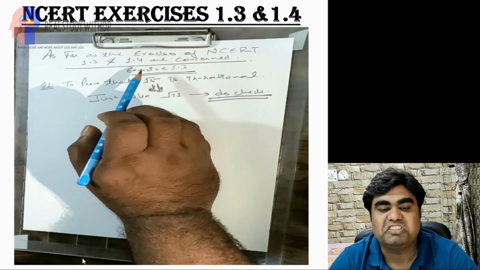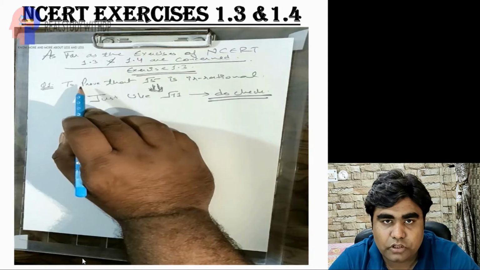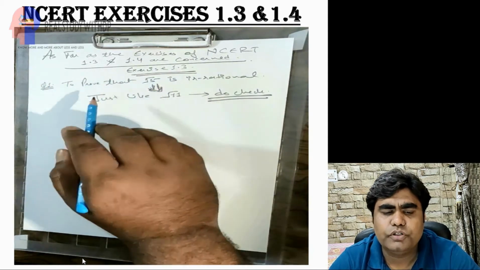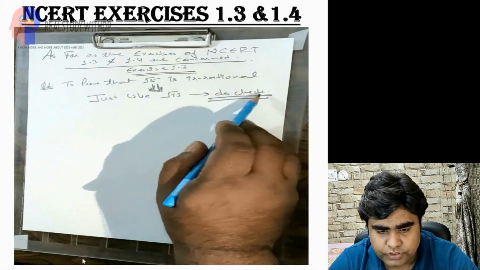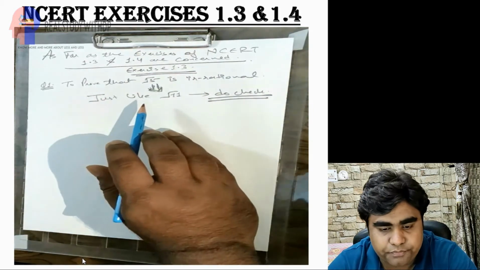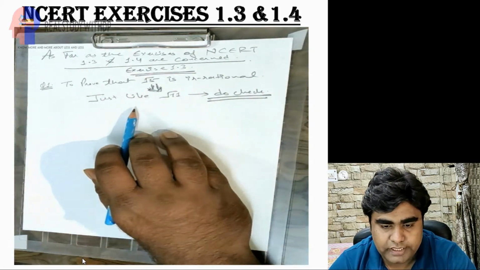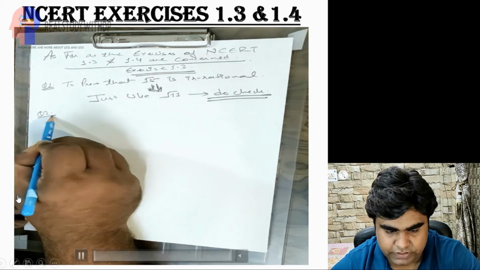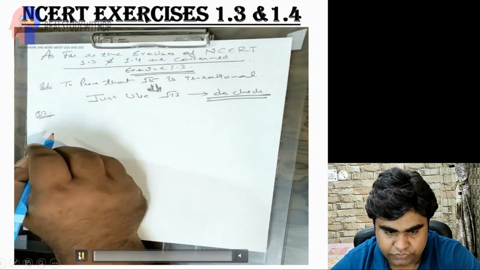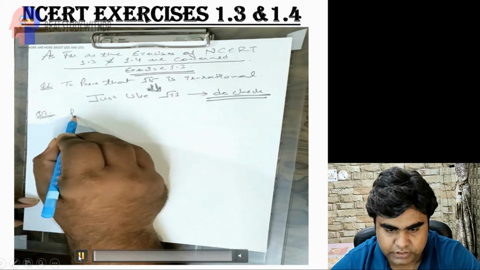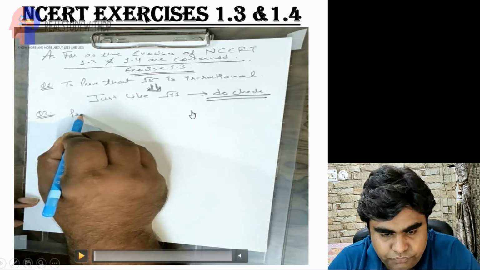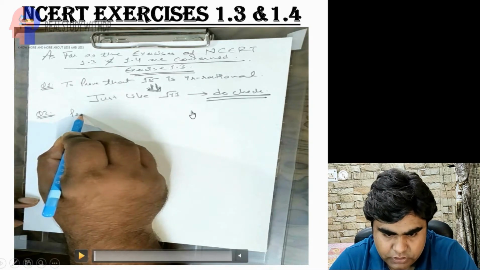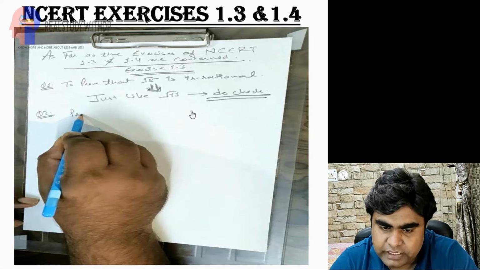As far as the NCERT exercises of 1.3 and 1.4 are concerned, we are going to discuss in this session only. So let's begin with the first exercise that we have considered, that is 1.3. In the first question, we have to prove that square root of 5 is an irrational number.